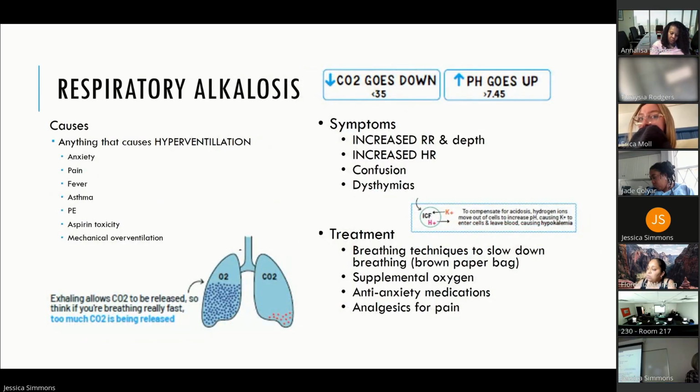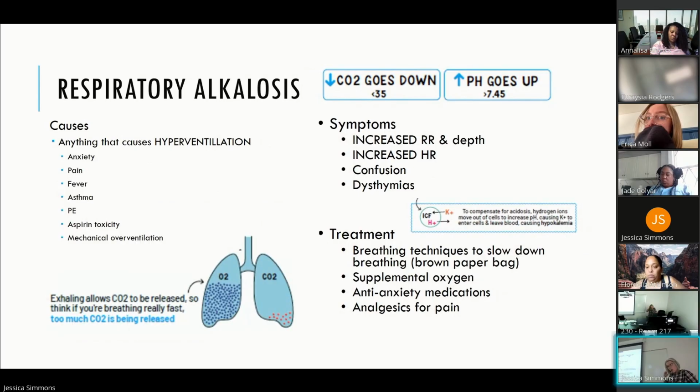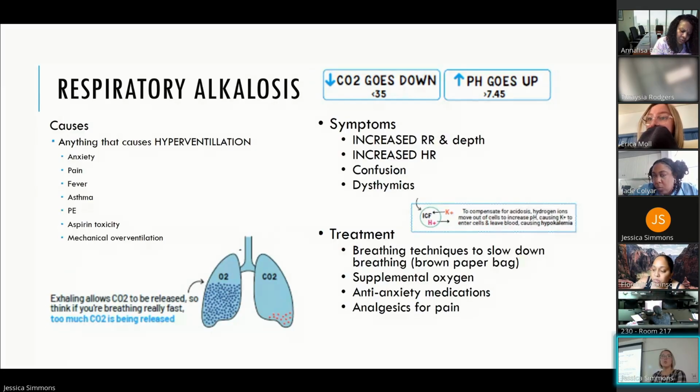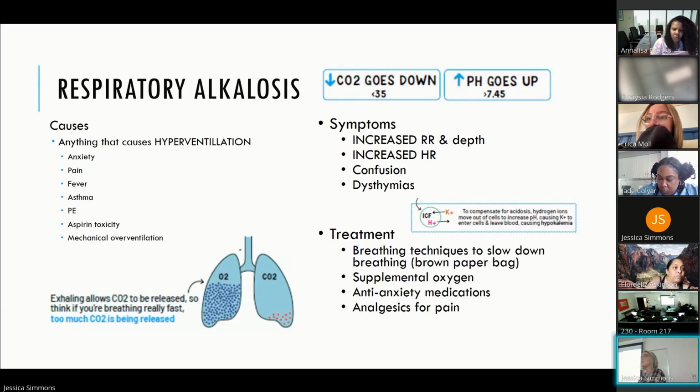So then we have respiratory alkalosis. That means your pH is high, your CO2 is low. This is from hyperventilation. You're blowing off all of your CO2. You've got no CO2. Remember, CO2 and hydrogen ions mean the same thing. Hydrogen and CO2 are what cause acidosis. Okay?